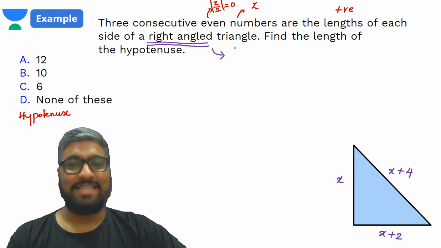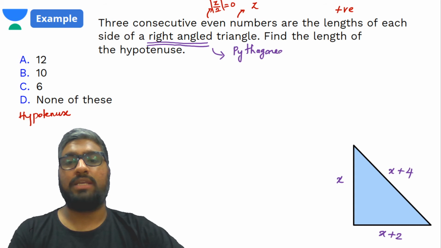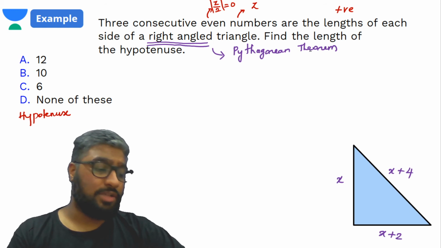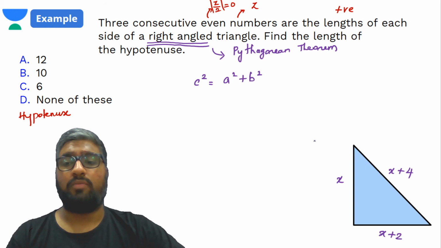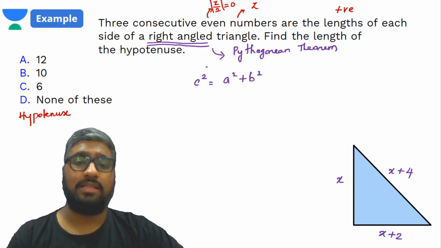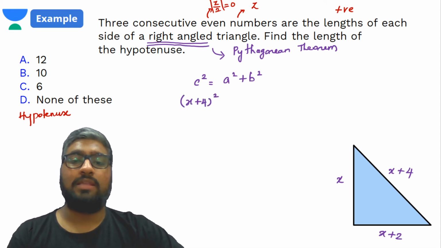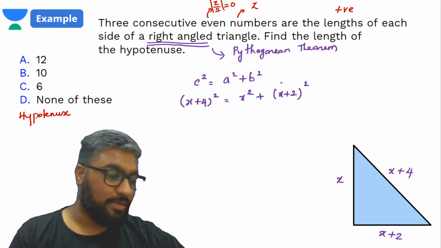Exactly, guys. Pythagoras. So what we would be using here is the Pythagorean theorem. Based on the Pythagorean theorem, we know that the hypotenuse, that is c square, will be equal to the sum of the squares of the other two sides. So what would we get if we substitute these given expressions? Hypotenuse is x plus 4 the whole square. This should be equal to x square plus x plus 2 the whole square. Correct. Superb, guys.